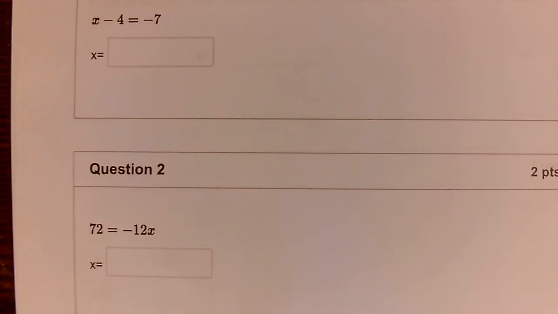Question 2. 72 equals negative 12x. You're still solving for x. In this case, you'll have to do the opposite of negative 12 times x to both sides to find your answer. Next question.